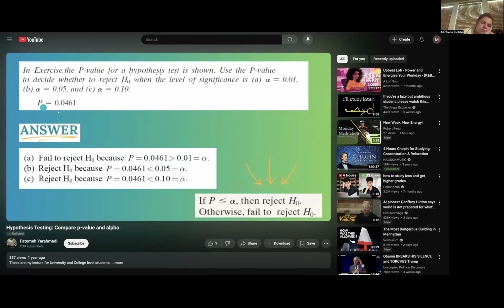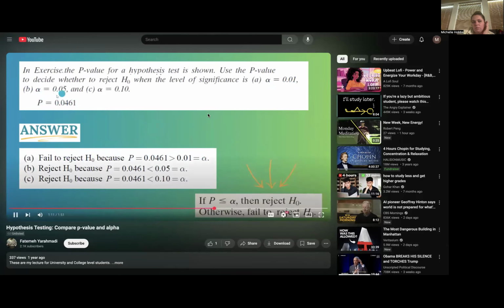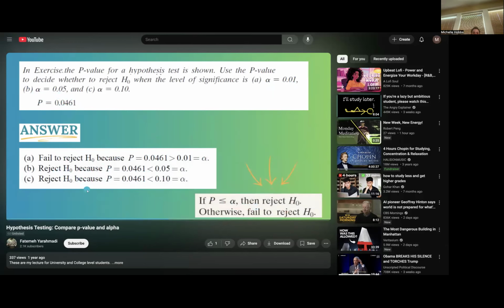Now let us compare the p-value with alpha, which is exactly 5%. You see this number is less than 5%. Since p is less than alpha, which is 5%, based on the definition, you reject the null hypothesis. Now for the third case, you have 10%. Your alpha is 10%. Of course, this p-value, which is about 5%, is less than 10%. So in the third scenario, the p-value, which is 0.0461, is less than 10%. Based on the definition, you reject the null hypothesis.